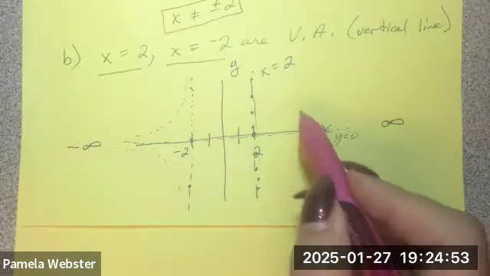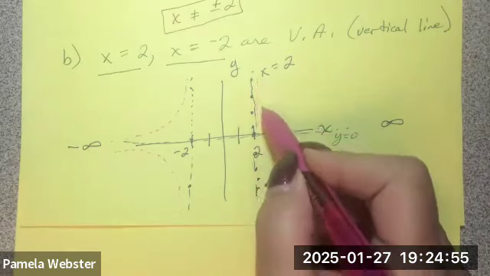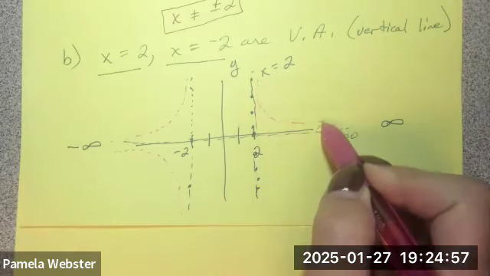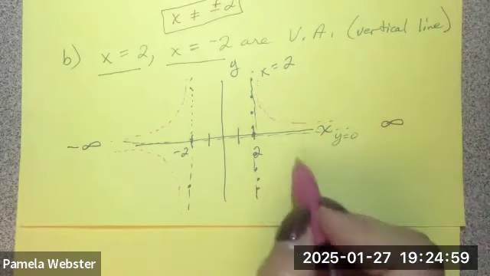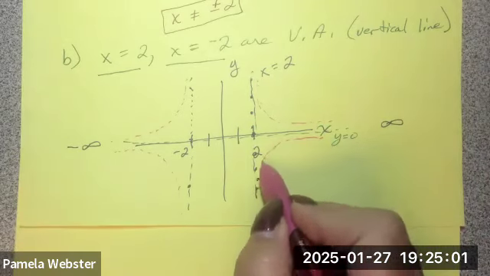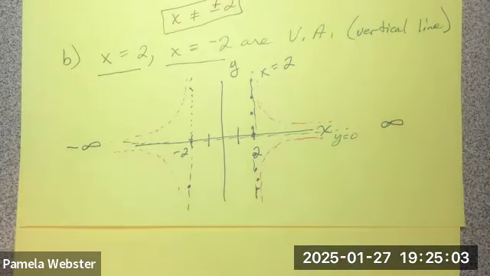Okay. And the same thing over here on the right. Whenever I'm going out here toward infinity, it's either going to do that on the top or it's going to do that on the bottom. And we'll figure it out in just a second.